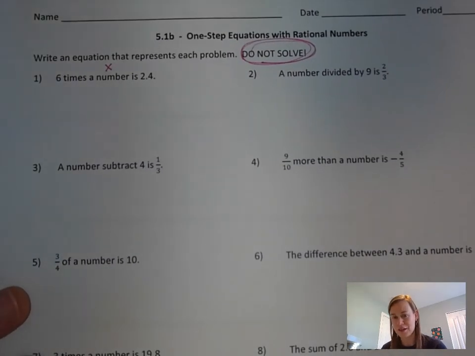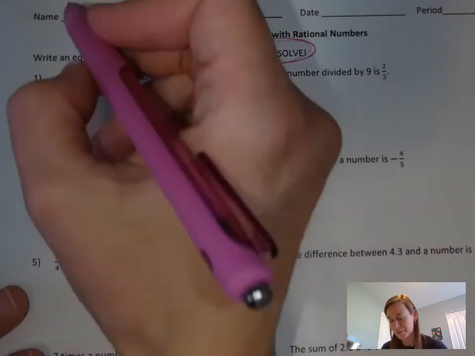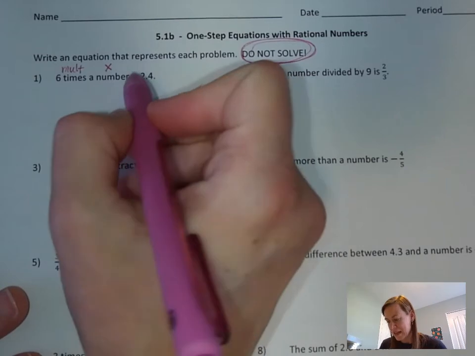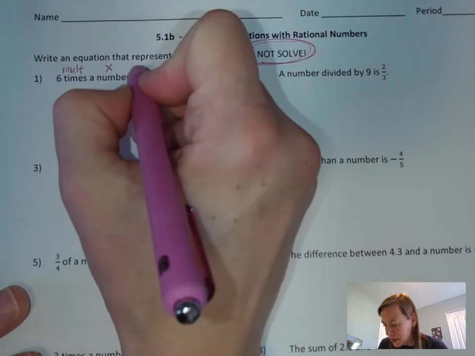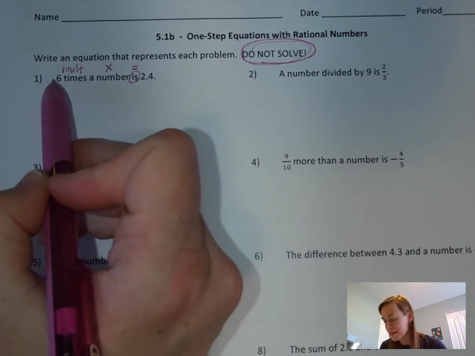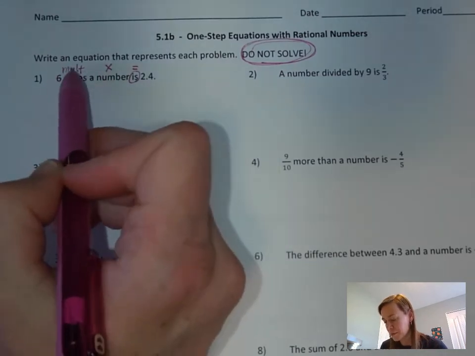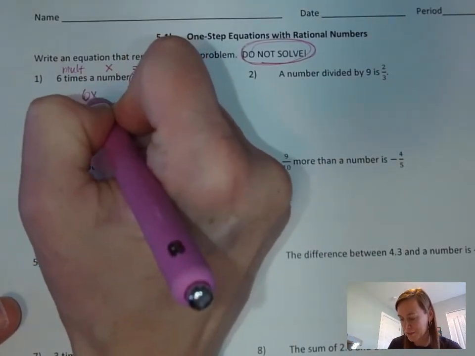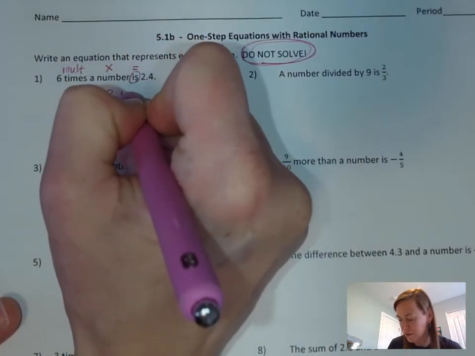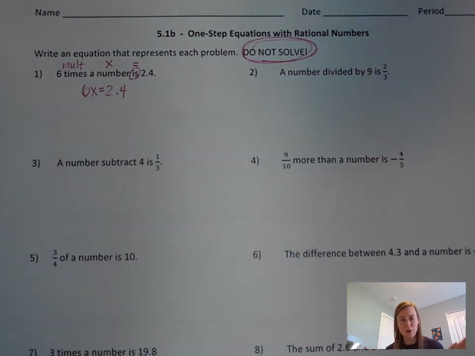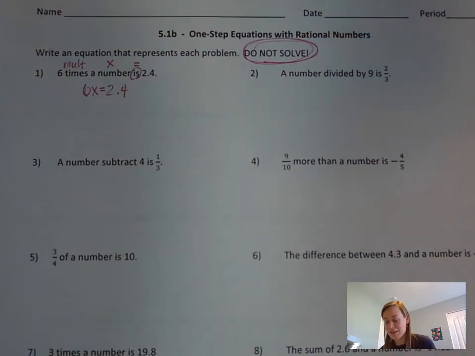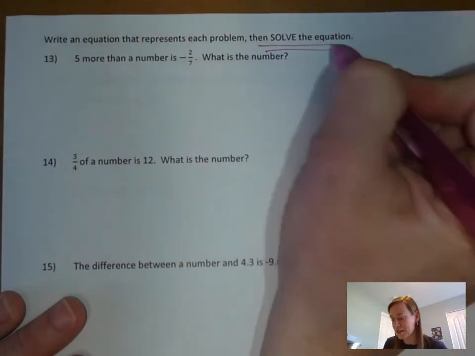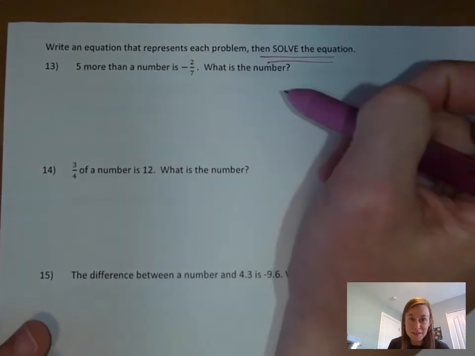What operation is indicated by the word times? It's multiplication, right? Okay. And then "is" is going to be your equal sign. So 6 times a number, so 6 multiplied by the number equals 2.4. Okay, I think we've got this. 6 times x equals 2.4. And then you're done. You can go on to the rest of the problems. Let's look at the first one from the second page. Now on the second page, you do get to solve the equations, so please do give me an answer there. Let's look at number 13.